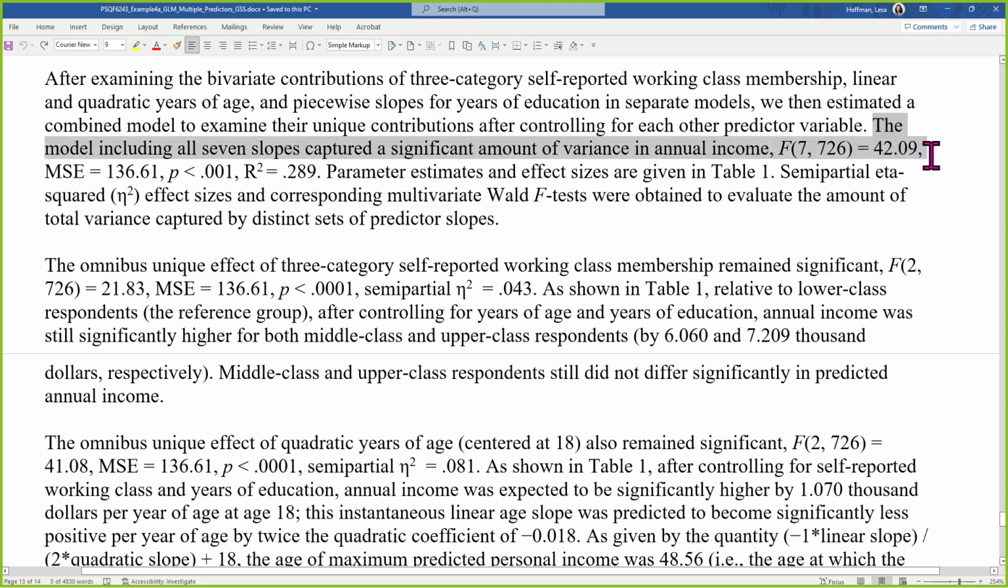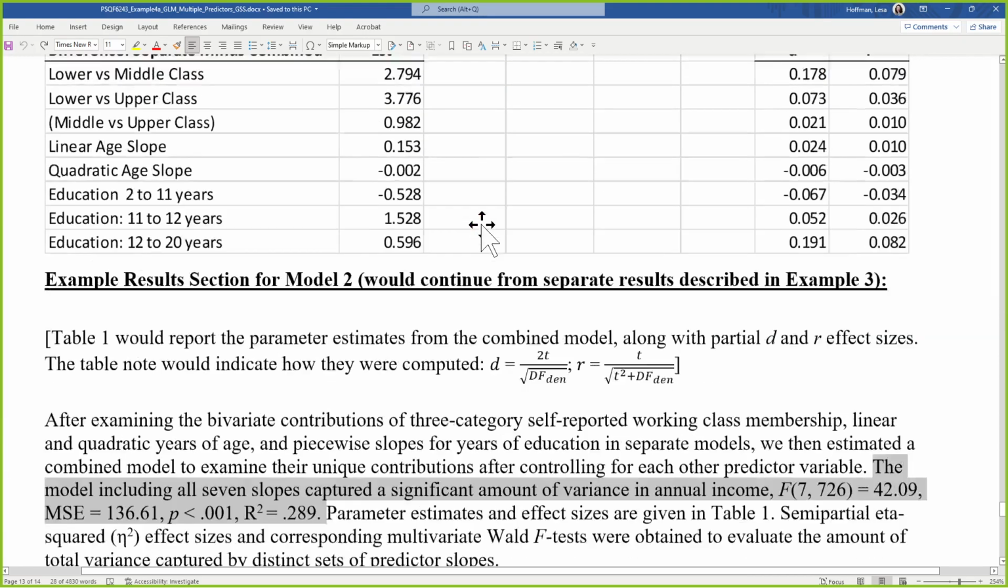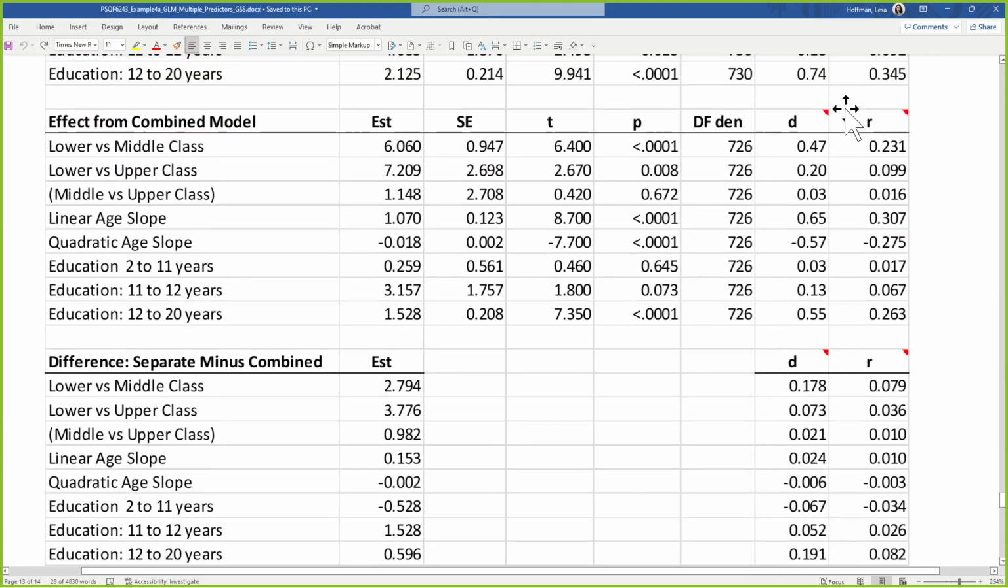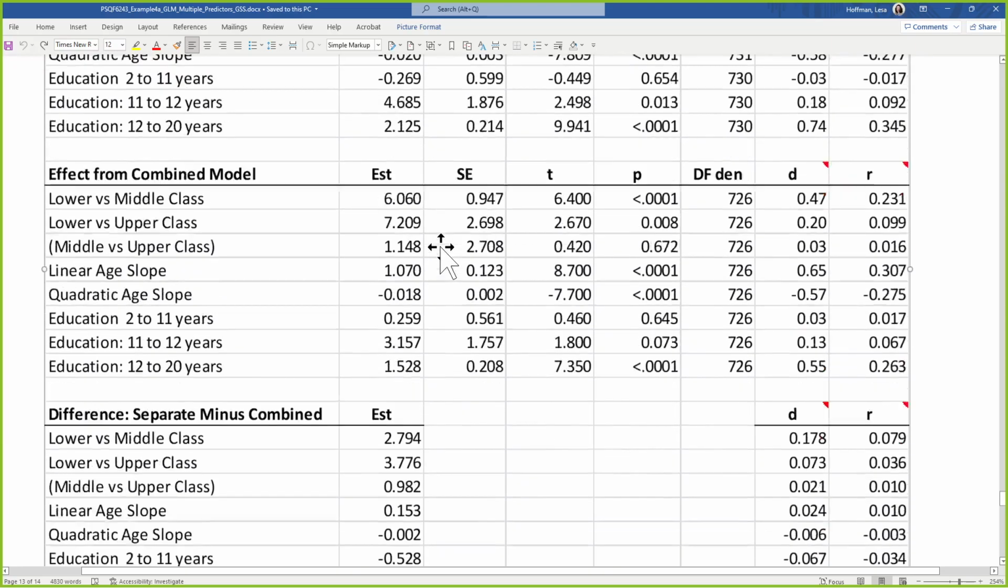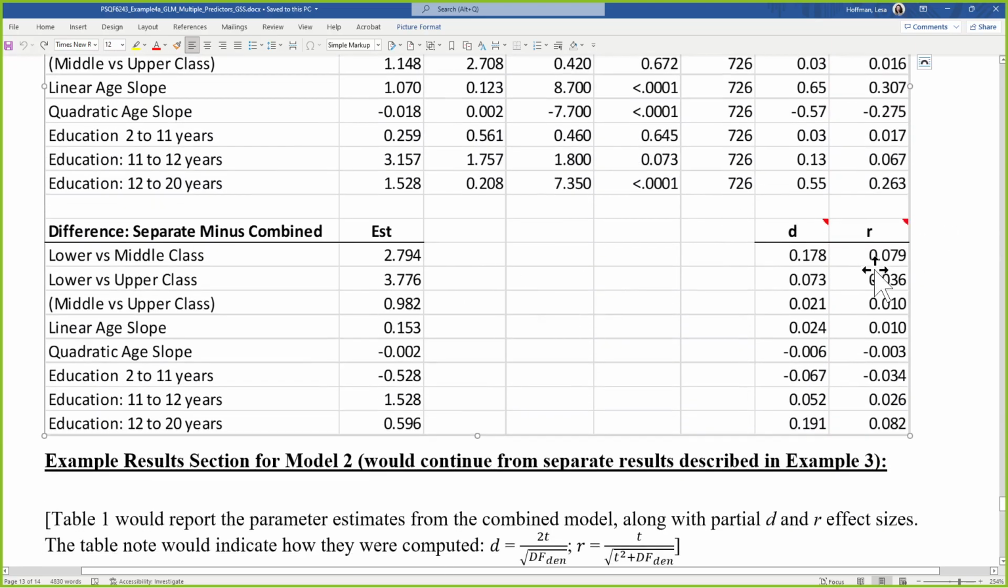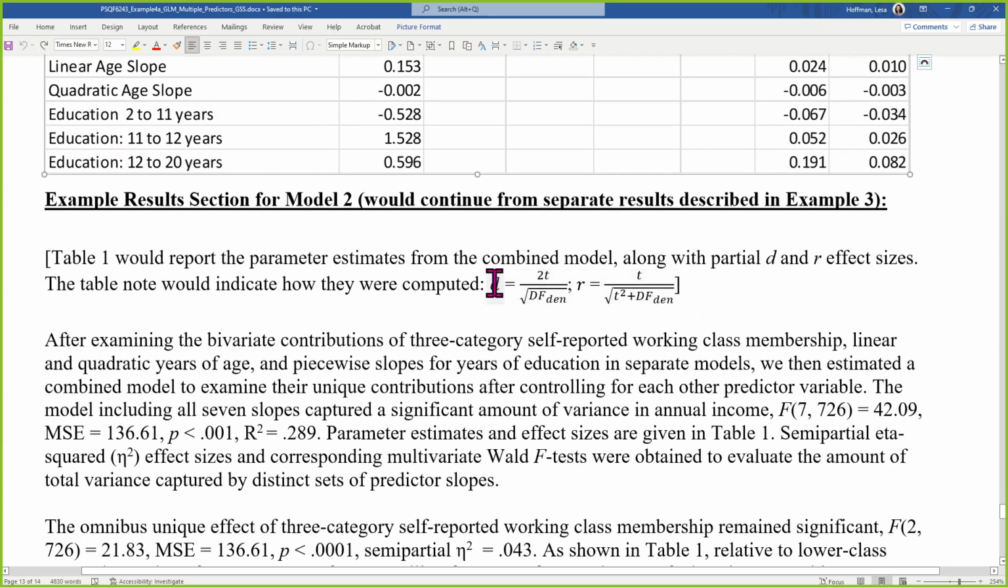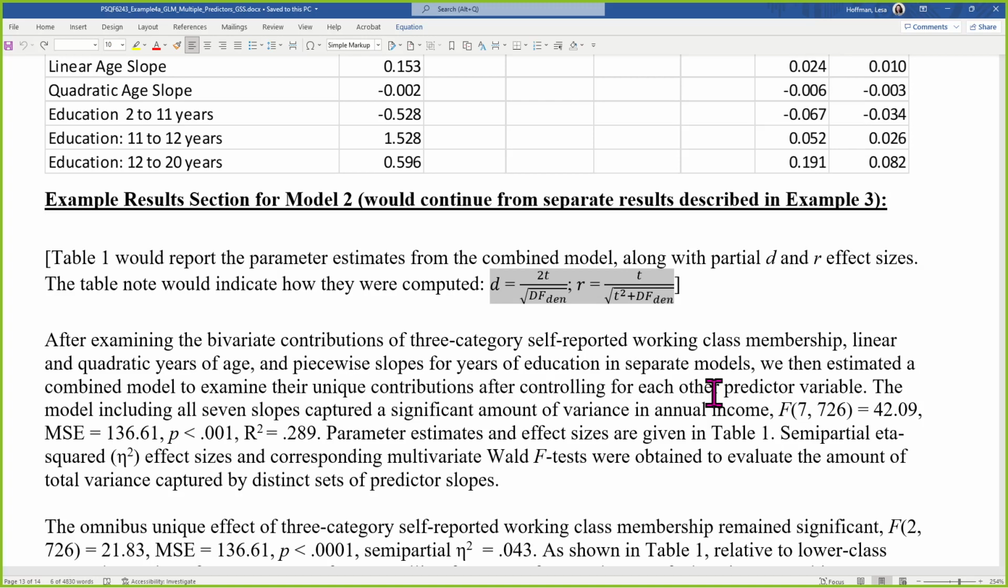So we have, first off, what happened to the model? Model with the 7 slopes, significant. Here's my R-square. Here's what happened for each of my individual predictors and their partial effect sizes. So I would put a table of estimates. I also have a comparison for what it was in the bivariate versus this to demonstrate the idea of differences in effect sizes after you control for other predictors. I would add this to the table note, by the way, in case there's any question about where those effect sizes come from, give them the formula. Then they know exactly what you did.